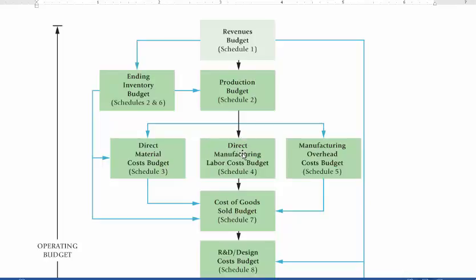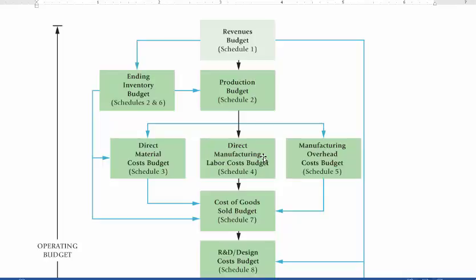The direct manufacturing labor cost budget, we are going to know the amount of time expected to produce our units. We are going to estimate those costs related to the direct labor per hour, and we're going to use those to put our direct manufacturing labor cost budget together. Of course, those direct labor charges are going to be included in the cost of the product. So cost of goods sold is also going to include our direct labor.